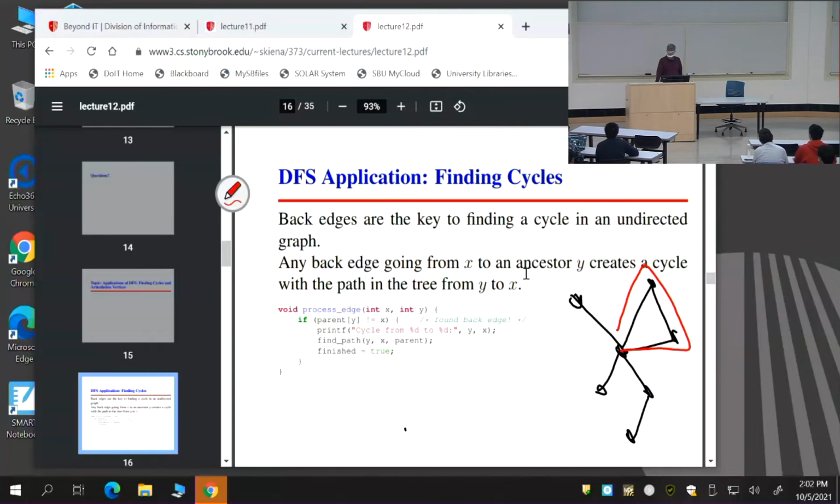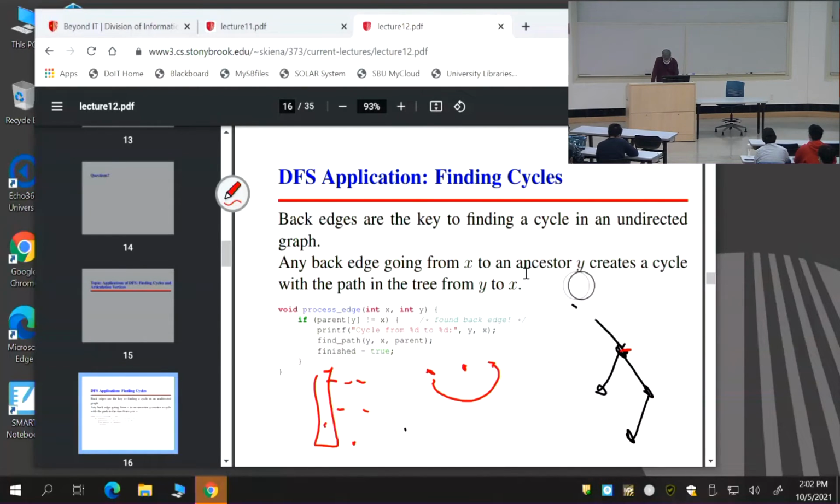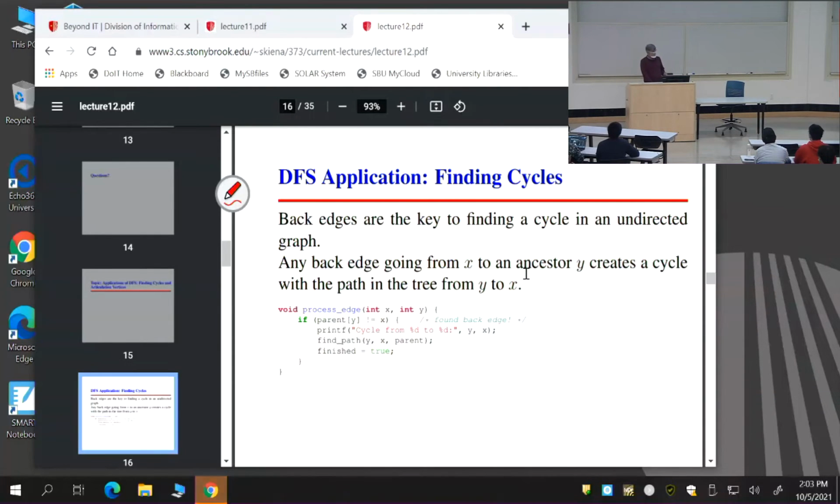The input now is the adjacency list of a graph, and the output is the names of vertices that form a cycle. How can we do that? Something needs to organize it. What can we do to organize the edges of a graph? What happens if we do a depth-first search of a graph? What is going to happen?